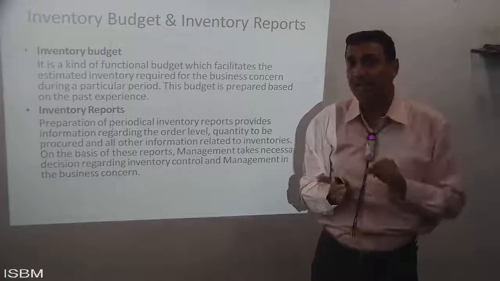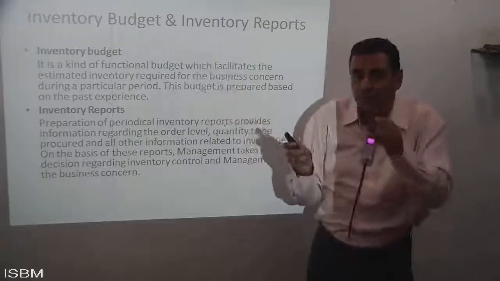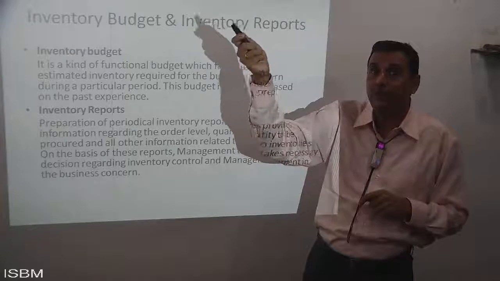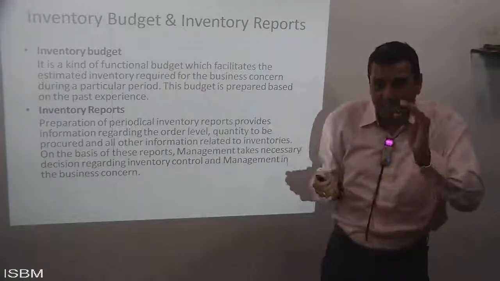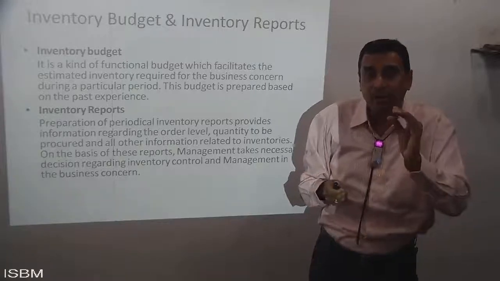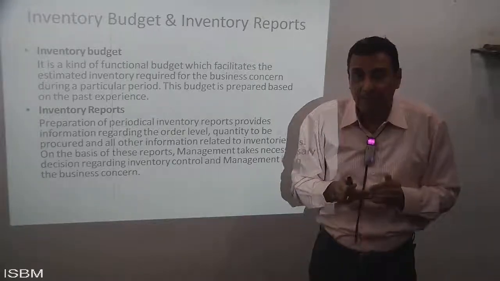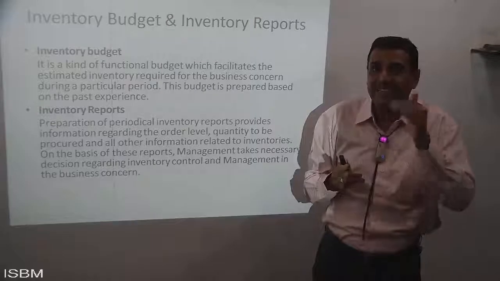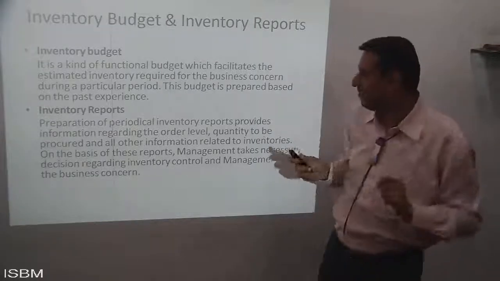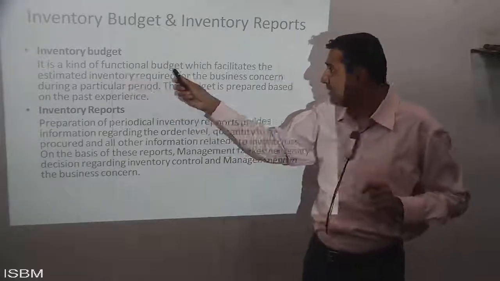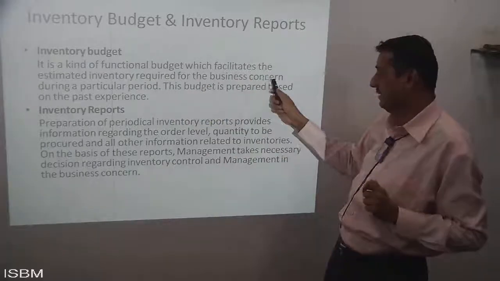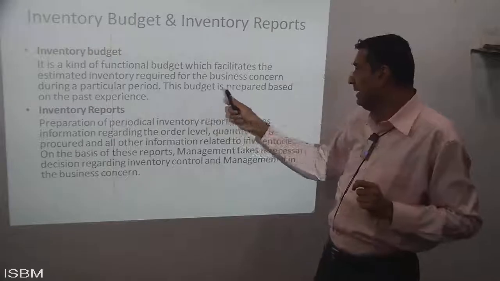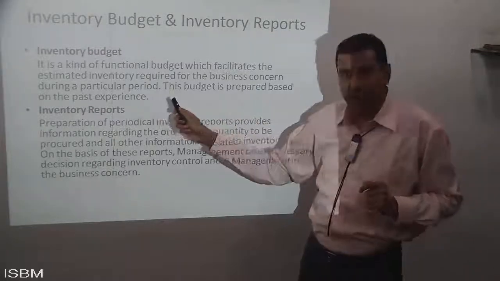How much raw material we are going to need to produce the items which are ultimately going to be sold in the market. So these inventory budgets monitor how much quantity we are going to procure from the vendors to meet the ultimate sales target. It is a kind of functional budget which facilitates the estimated inventory required for the business concern during a particular budget period. This budget is prepared based on past experience.